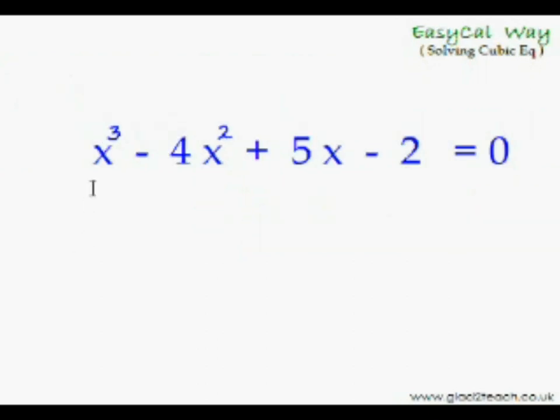So now please solve this cubic equation. Now as you can see that this one has some minus signs. So you just have to adjust the signs of the 3 factors accordingly. Very simple. So start.